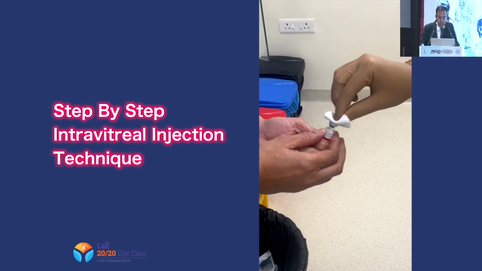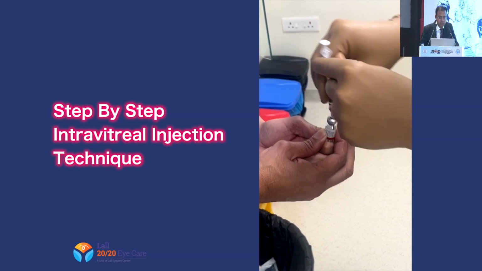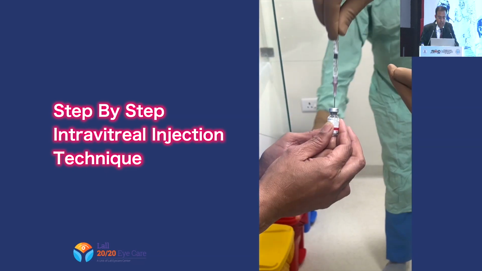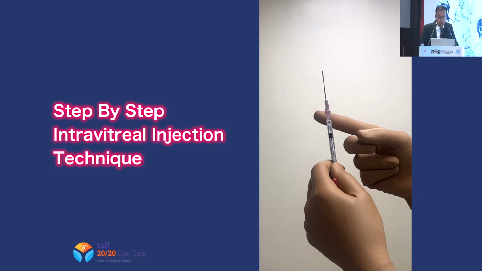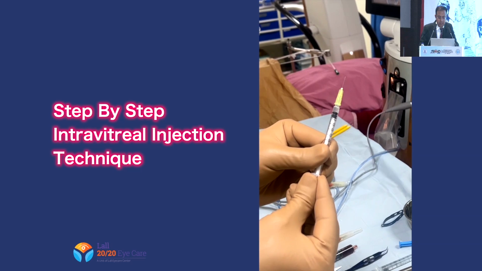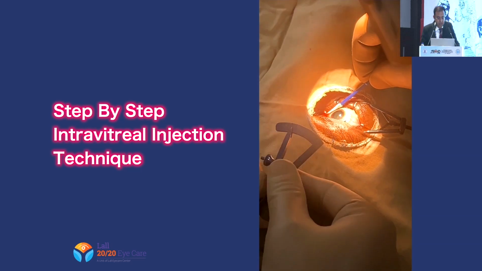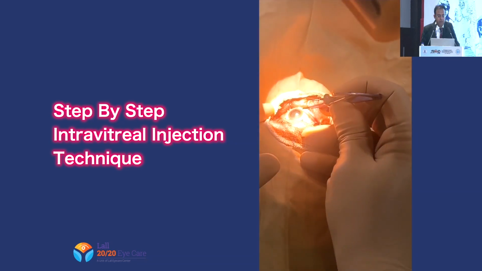So once the injection is opened, you have to take out the injection. 0.05 ml is what we need to inject. Once we've taken it out, we remove the air bubble, and this is how we do. We put a betadine drop, measure 3.5 mm.